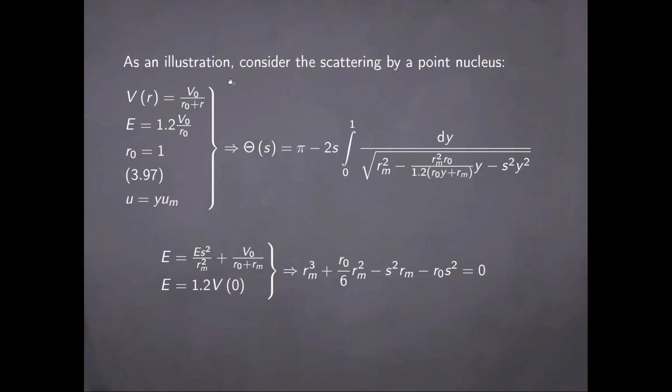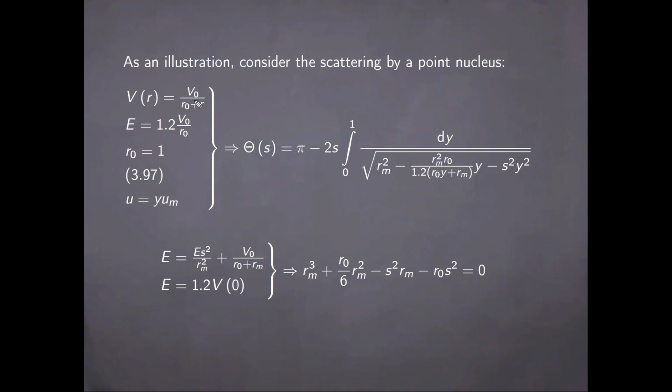To illustrate this, we can once again consider the scattering of a particle on a nucleus, which itself will be considered point-like for this example. So the potential is a Coulomb-like potential, which for vanishing radius will reduce to a constant finite value concentrated at the origin. And we will be interested in the particular situation where the energy is equal with this value.